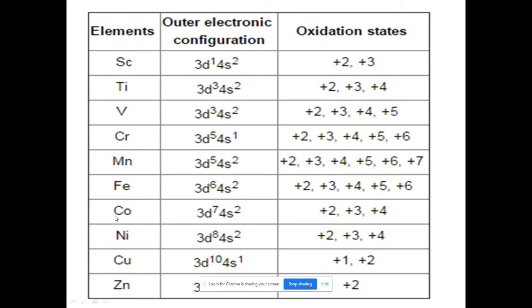Next, the next element is cobalt with the electronic configuration of 3d7 4s2. Oxidation states +2, +3, +4. And the next element is nickel with the electronic configuration of 3d8 4s2. Oxidation states +2, +3, +4. And the next element is copper, whose electronic configuration is 3d10 4s1. It exhibits oxidation states of +1 and +2. And the next element is zinc, whose electronic configuration is 3d10 4s2. It exhibits an oxidation state of +2.